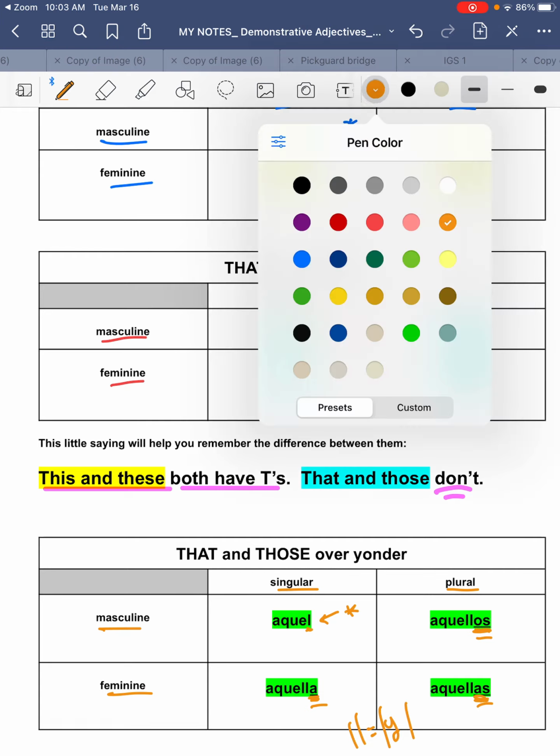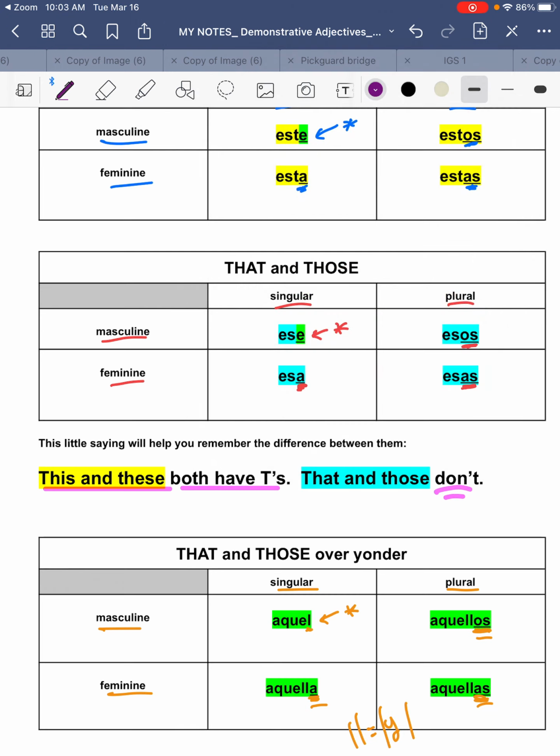So really what you need to learn is this, that, yonder. Apply the logical and predictable endings to all the other forms. And this little saying: this and these both have T's. That and those don't. This ends your notes for today.